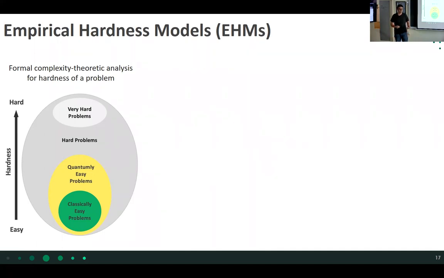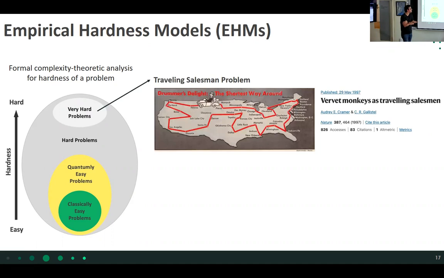Okay, that completely answers it. Shall I continue? Okay. So for hardness of a problem, we classify problems based on their hardness. There are classically easy problems or quantumly easy problems, but there are problems that are hard even for quantum computers. There are examples of it, like the traveling salesman problem, where you have a bunch of cities and you're looking for a closed path that visits every city and has the shortest length.